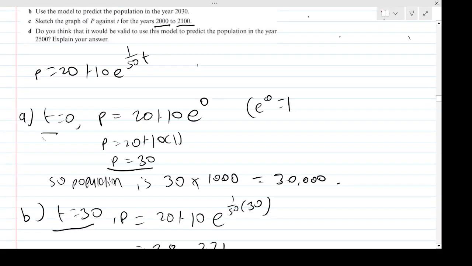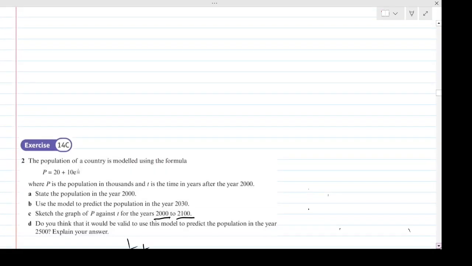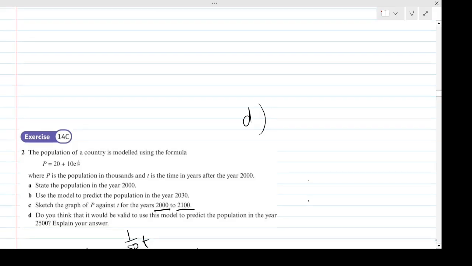Part D then asked, and I'm going to do part D up here. Part D asks, do you think it would be valid to use the model to predict the population in the year 2500? With these sort of questions, let's just see what happens. What value of t would it be? Because it starts at 2000, that's when t is 0, so 2500 is when t is going to be 500.